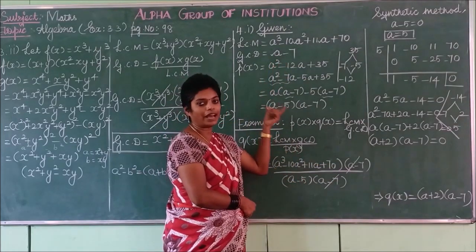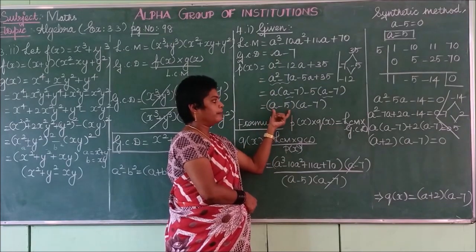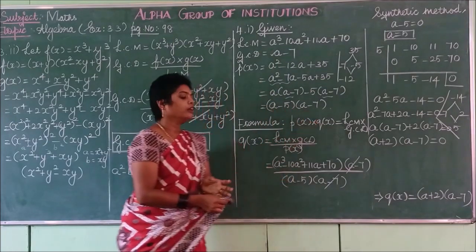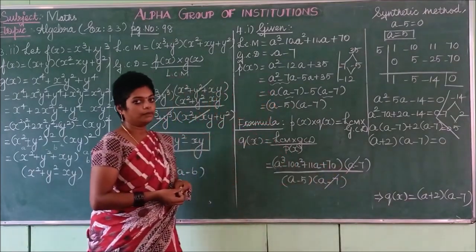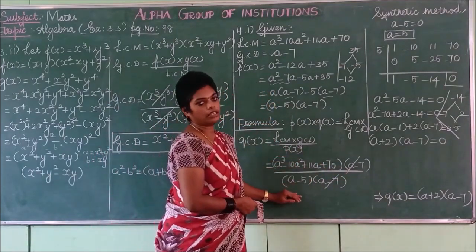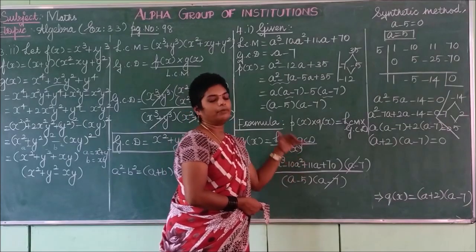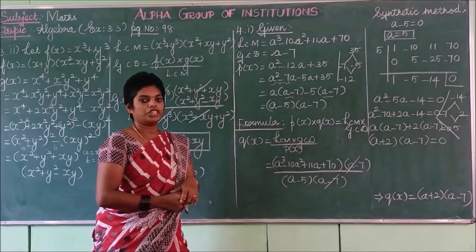Now we find out the factors. What are the factors? (a minus 5) into (a minus 7). Look here carefully: this a minus 7 and a minus 7 get cancelled. Now we have to divide these two quotients. For that I am using the synthetic division method.